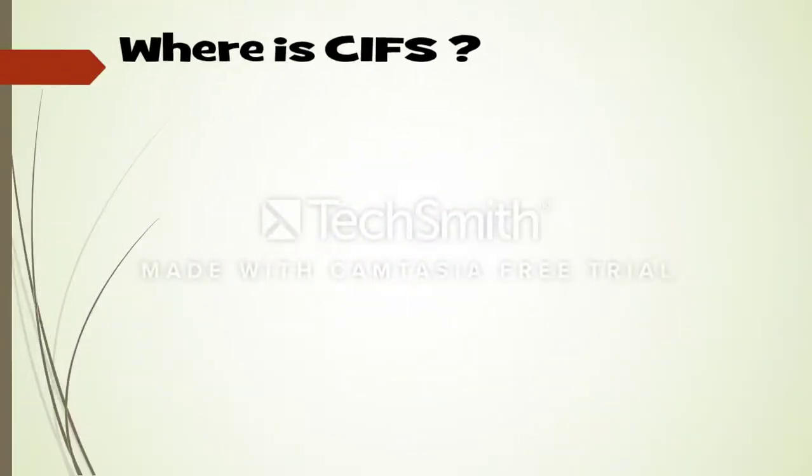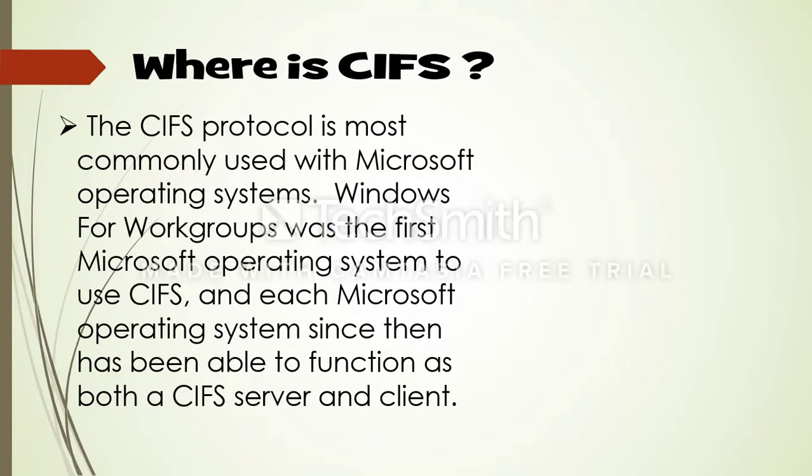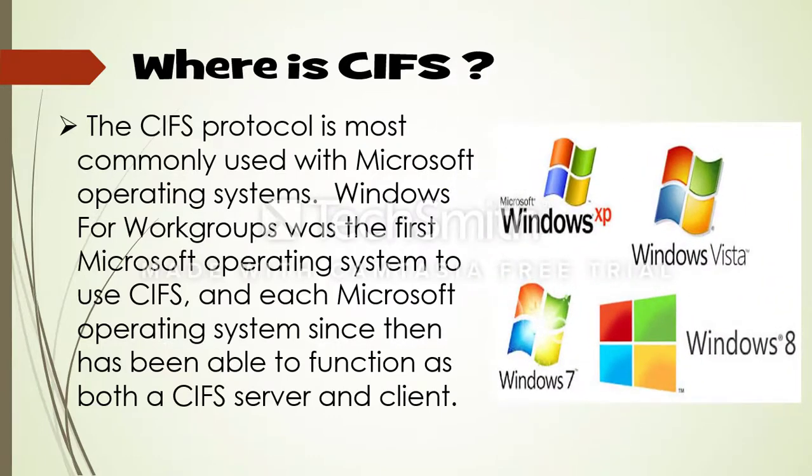where is CIFS. The CIFS protocol is most commonly used with Microsoft operating systems. Windows for Workgroups was the first Microsoft operating system to use CIFS, and each Microsoft operating system since then has been able to function as both a CIFS server and client. Microsoft operating systems use CIFS for remote file operations, browsing, authentication, and remote printer services.